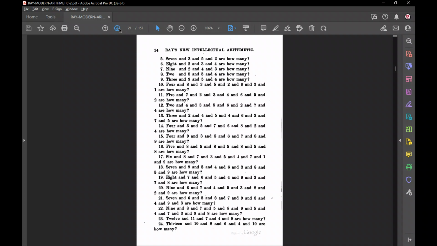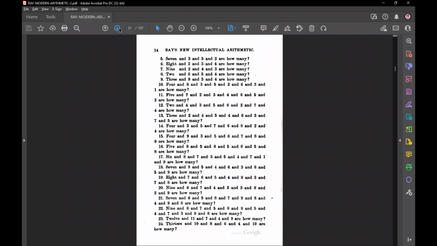So number 5, 7 and 3 and 5 and 2 are how many? And I want you just to, when you answer, just take your time. Take your time. Think and speak. There's no rush. There's no rush. 7 and 3 and 5 and 2 are how many? 7 and 3 are 10, and 5 are 15, and 2 are 17. Good. 7 and 3 are 10, and 5 are 15, and 2 are 17.